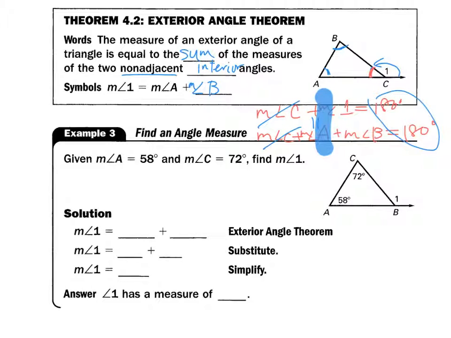Let's see how we can use it. In this triangle, we have angle measure A at 58 degrees, we have C at 72 degrees, and we need to find the angle measure for the exterior angle 1. By the exterior angle theorem, we know that angle measure 1 has to equal the sum of the two non-adjacent interior angles, which are A and C. A, like we said, is 58 degrees, and C is 72 degrees. So check my math there. I think if you add it up together, it's 130 degrees. That's how we use it, okay?